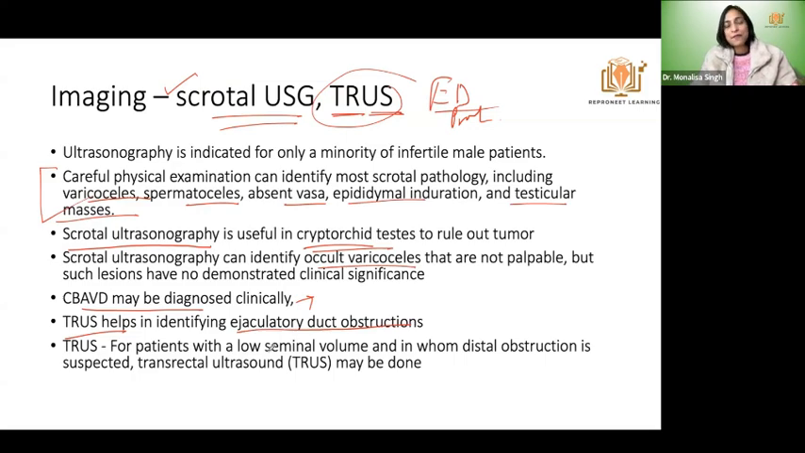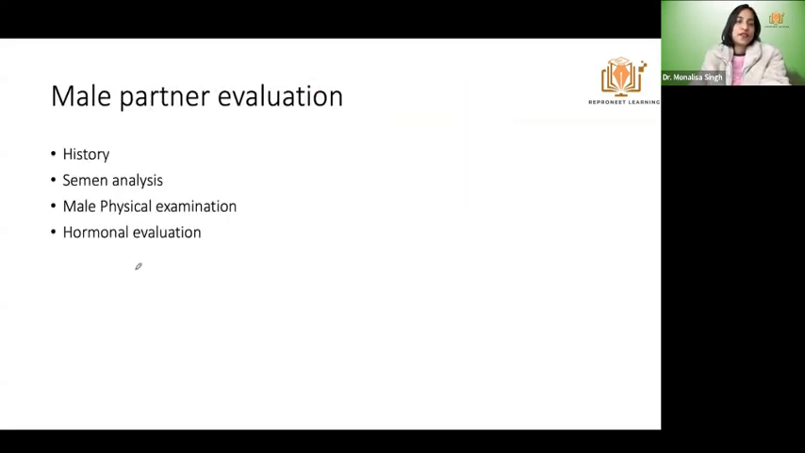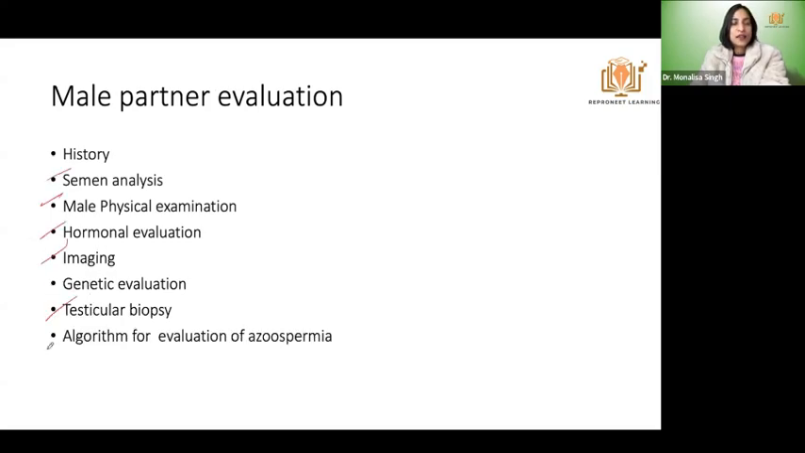One of the findings in semen analysis of obstruction is low semen volume. So if there is low semen volume and you're suspecting obstruction, then you can do TRUS, but generally not very required in all the cases. So we talked about this, and this. And now I think genetic evaluation.